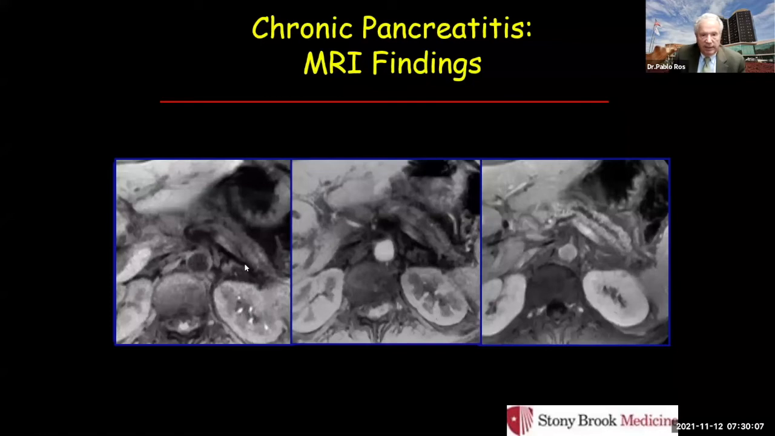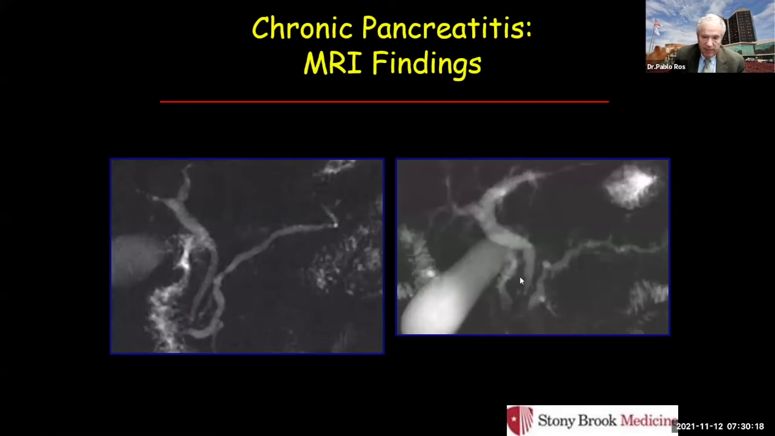Again, similar examples. You see here a little bit less enhancement than normal of the pancreas and the dilatation of the pancreatic duct, but you don't see the calcifications. Here, examples of the tortuosity, dilatation, a little bit of arborization, meaning chronic dilatation of the pancreatic duct, less severe here, more severe in chronic pancreatitis.